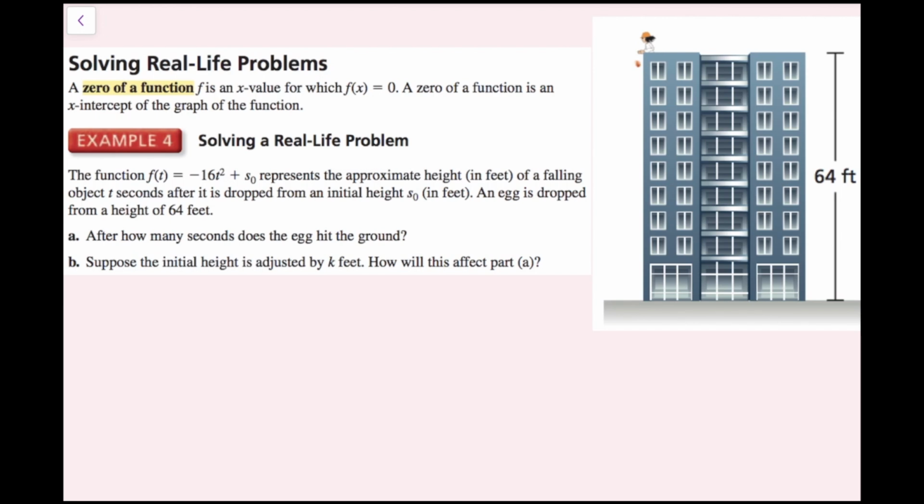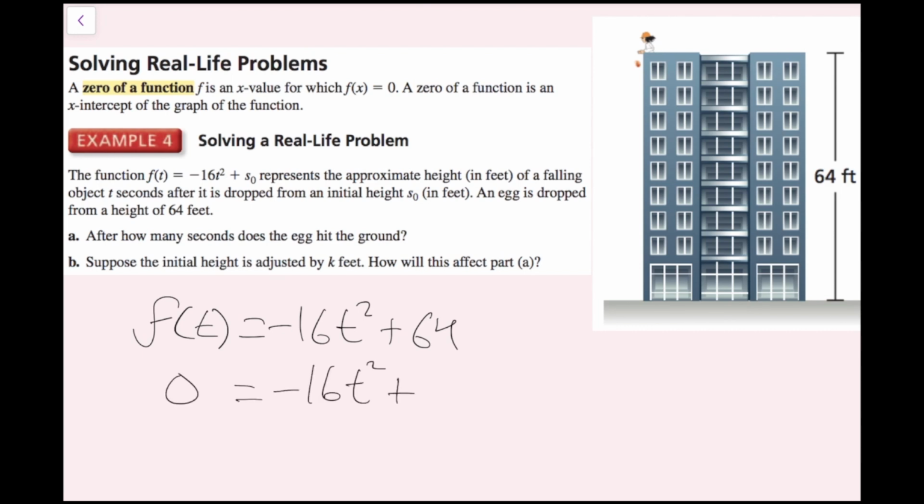And we know that the egg is dropped from an initial height of 64 feet, which is our s sub 0. So I can take this 64 and plug it into s sub 0. All right, so I'm going to rewrite this function as f of t equals -16t squared plus 64, because that's my initial height that I'm dropping it from. And if we look at f of t right here, f of t represents the approximate height. And when the egg hits the ground, the height of the egg is going to be 0 because height is measured relative to the ground. So I can rewrite this as 0 equals -16t squared plus 64.